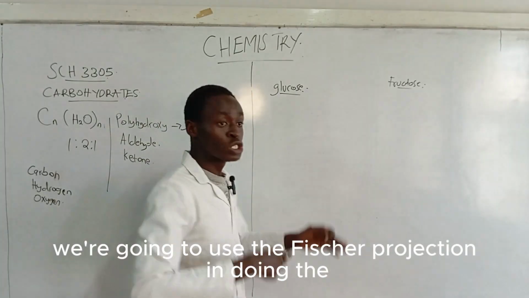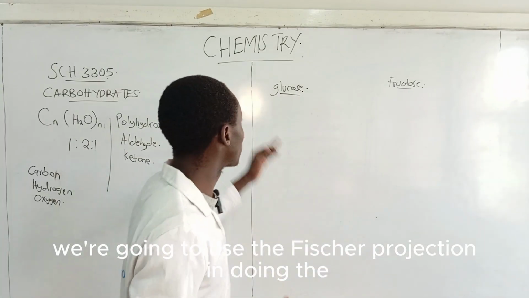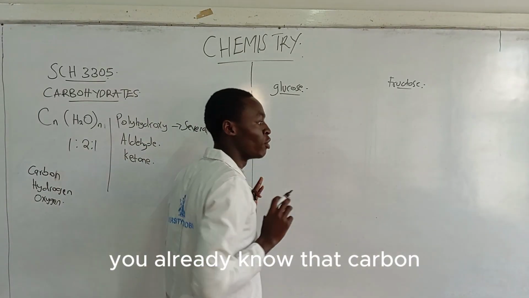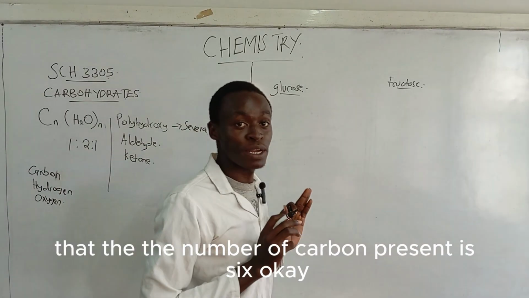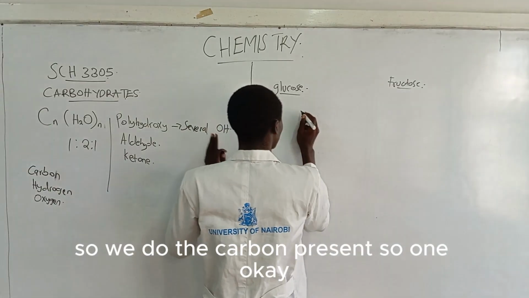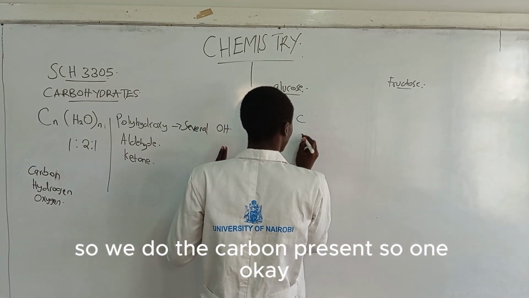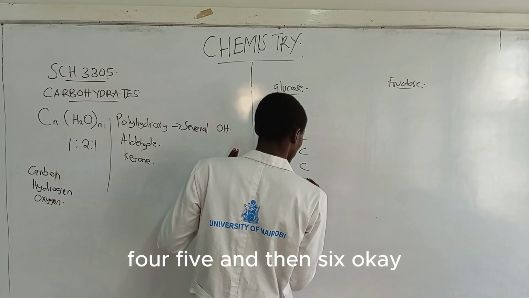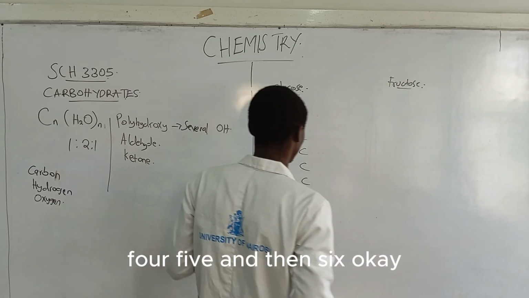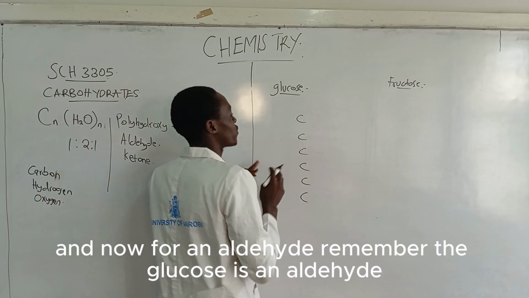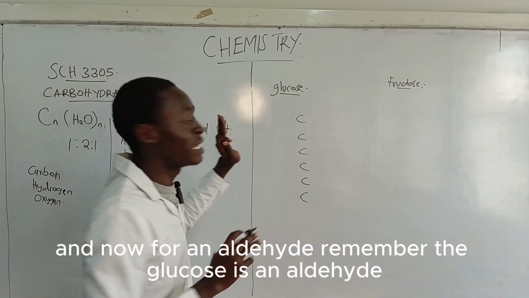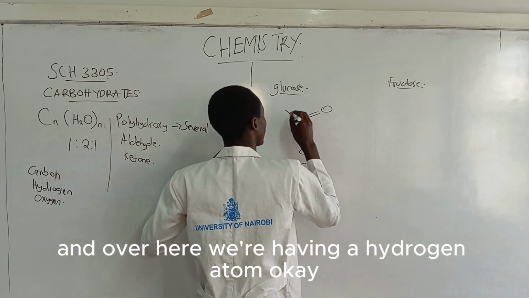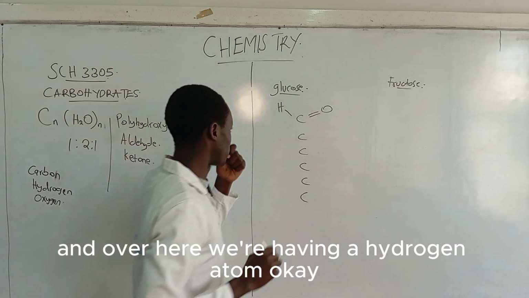We're going to use the picture projection in drawing the structure. When using the picture projection, we already know that the number of carbon present is 6. So we draw the carbon present: 1, 2, remember the picture projection, 3, 4, 5, and even 6. Now, for an aldehyde, remember a glucose is an aldehyde, it will have a double bond here to an oxygen, and over here we're having a hydrogen atom.